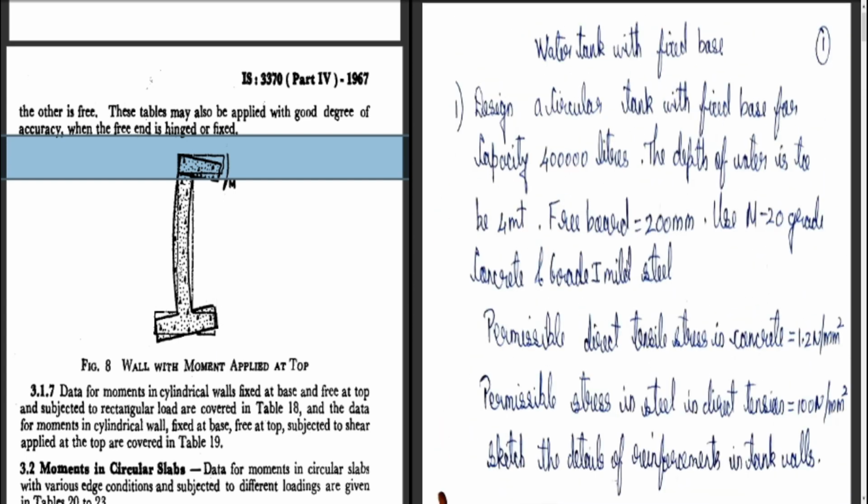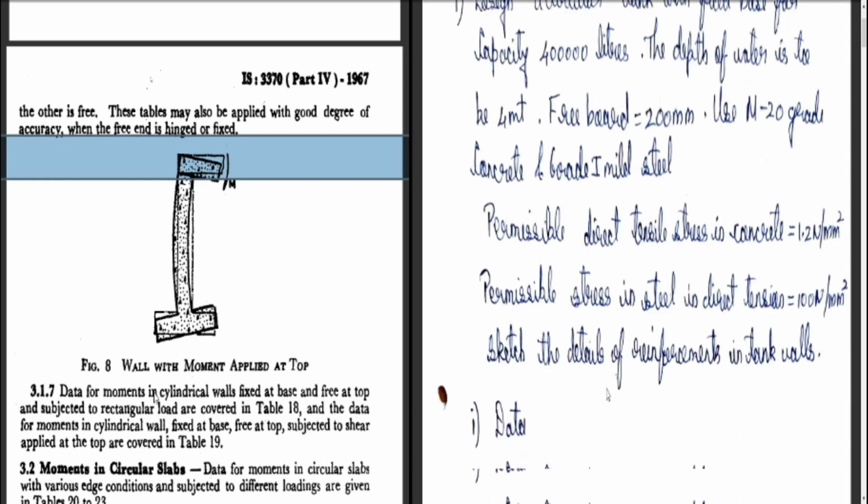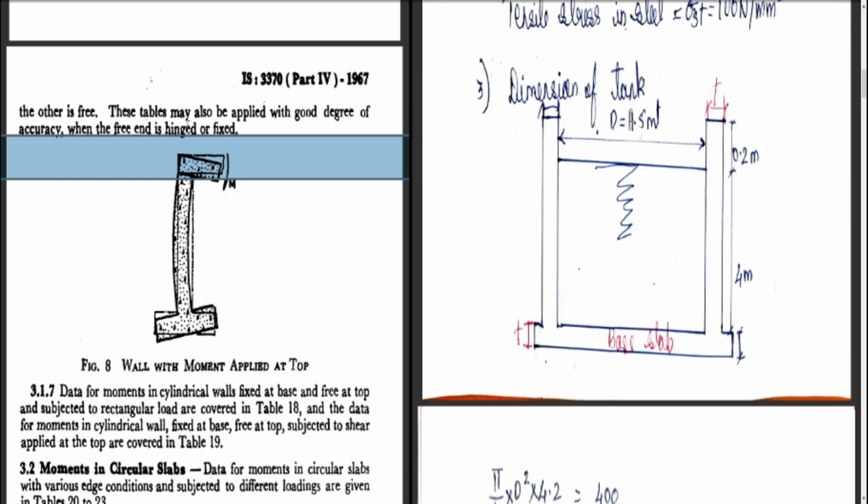So design a circular water tank with fixed base. That means it is a cylindrical tank with walls with fixed base. That is clear. Depth of the water is 4 meters. You can see the diagram. It is open top, and the water will create a triangular pressure onto the walls. As the depth increases the pressure will be maximum, and at the top it will be minimum. So which condition is it out of these?